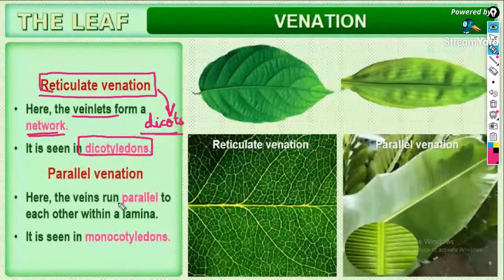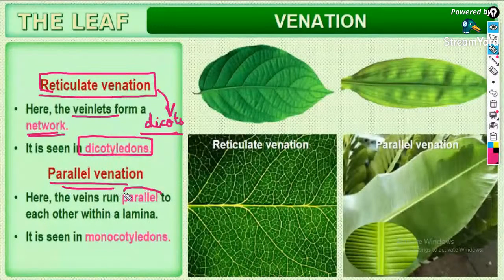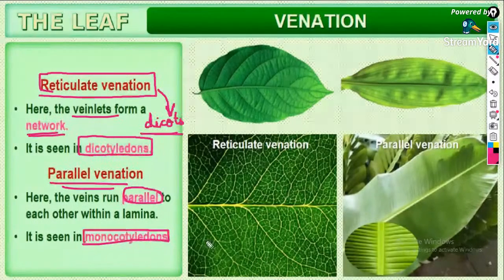Next is the parallel venation. The veins run parallel to each other within the lamina and it is a characteristic feature of monocot plants.